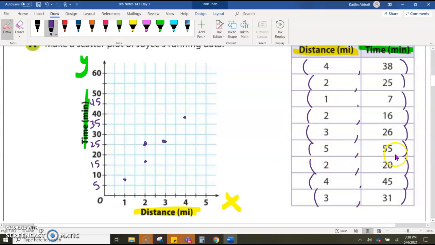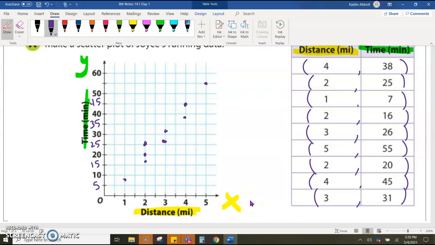Okay, 5 and 55, right on the crosshairs there. That's a nice one. 2 and 20, also in a nice spot, right in the crosshairs. 4 and 45, also a nice one in the crosshairs right there. And last one, 3 and 31. Okay.